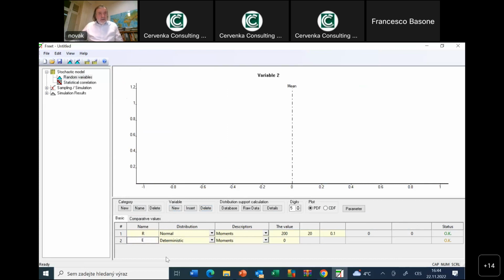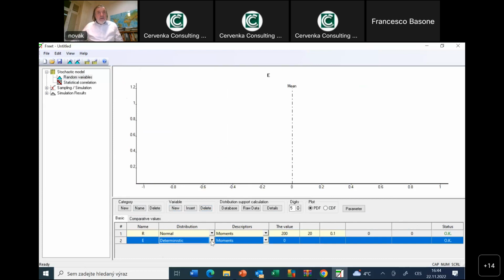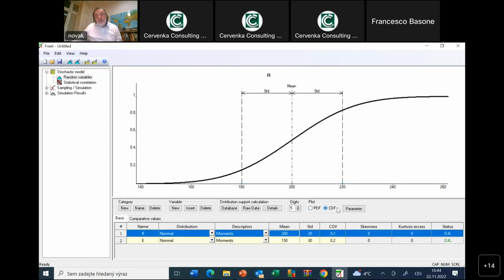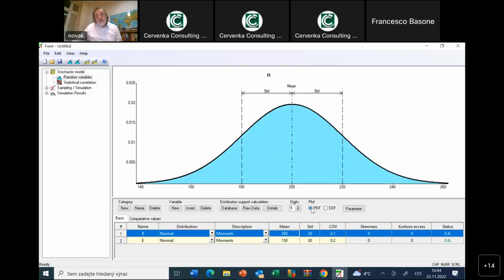So it's the action of the load. It's again a Gaussian distribution, and it's 150. I think the standard deviation was 30, and so the coefficient of variation is 0.2. I can also switch the plotting of the distribution to the cumulative distribution function and to the probability distribution function. So I define these two random variables.